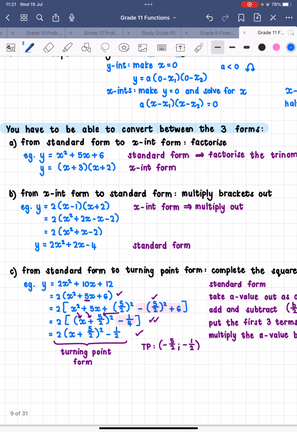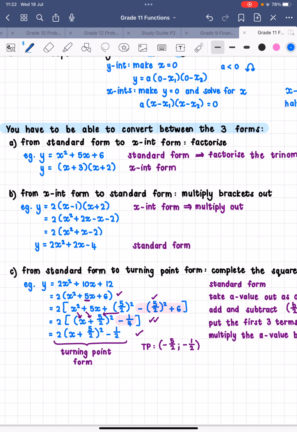The first thing that you would have to do in this case, sorry, let me zoom in a little bit. In this case, we have an a value of 2, so you have to take that a value out. Guys, even if it's not a common factor, okay, sometimes, say for example, that 12 was an 11, you would still have to take out the 2. Okay, you always have to take out the a value, regardless of whether it's a common factor. So sometimes you can be left with a fraction in that second bracket.